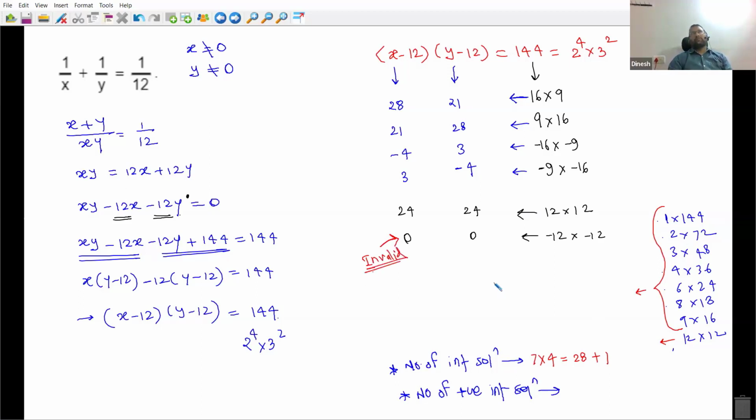Always remember, everyone, the 0, 0 solution is always going to be there in this type of question. So how many integral solutions are going to be there? 29 integral solutions. How many positive integral solutions? 7 into 2 plus 1, that is equal to 15. Is this clear?